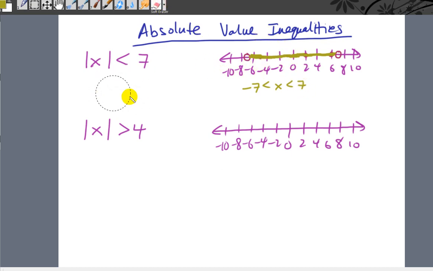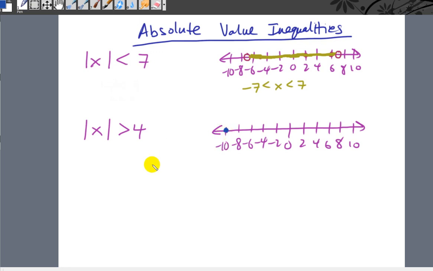Let's look at what we have down here. Let's say we have the absolute value of x is greater than 4. Same idea, let's try numbers. Let's say we put in -10. If x is -10, the absolute value of -10 is going to be +10. So that's going to work. So we're going to plot that point, so -10 is going to work.